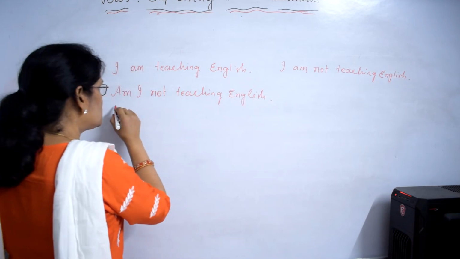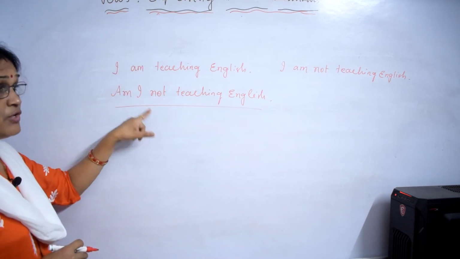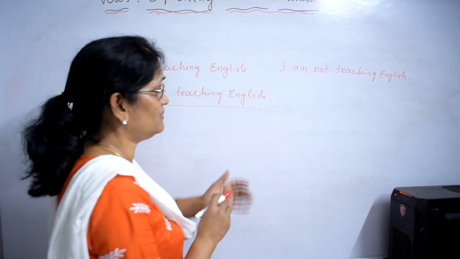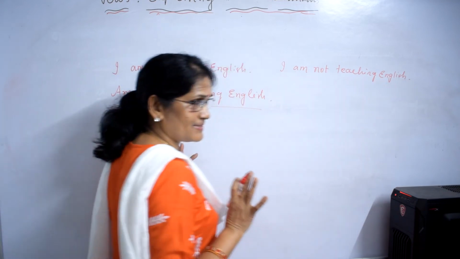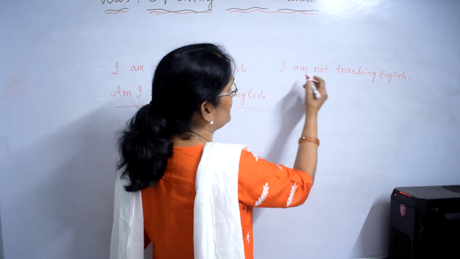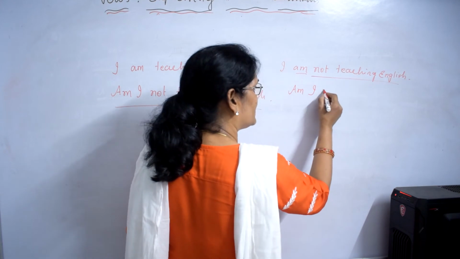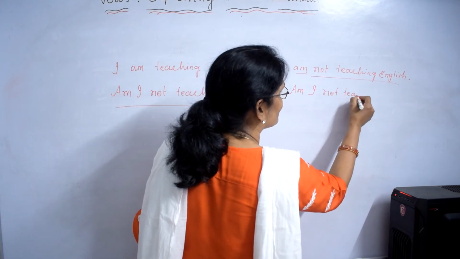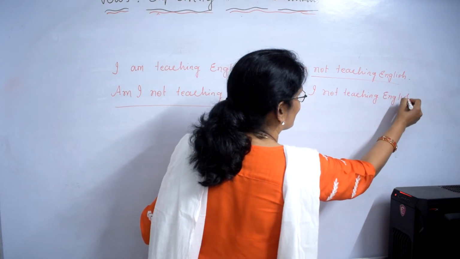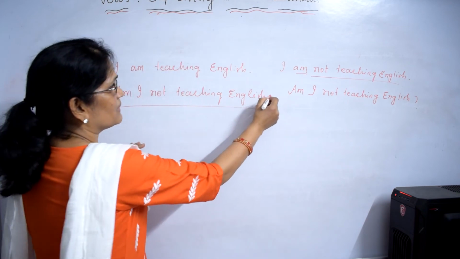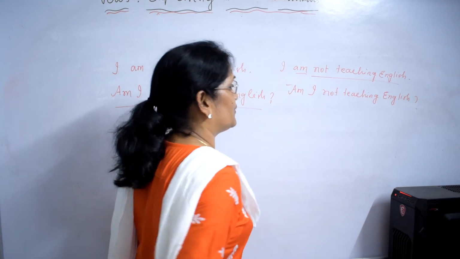Suppose someone cannot change from this affirmative sentence into interrogative. What should that student do? First change into negative. So, I am not teaching English. Right? Then you change the sentence into interrogative. You take am to the front, then I, and what is written, that will be written: not teaching English, question mark. Am I not teaching English? Question mark. This is negative interrogative.